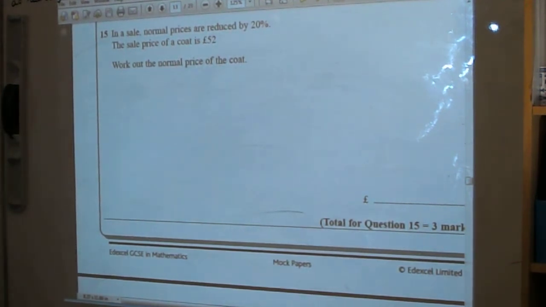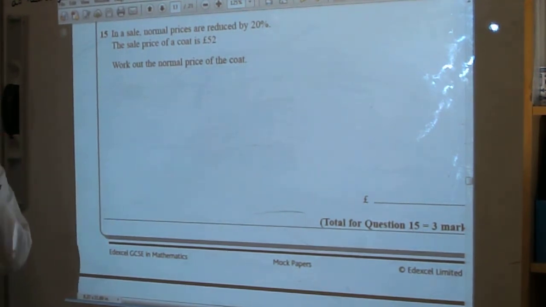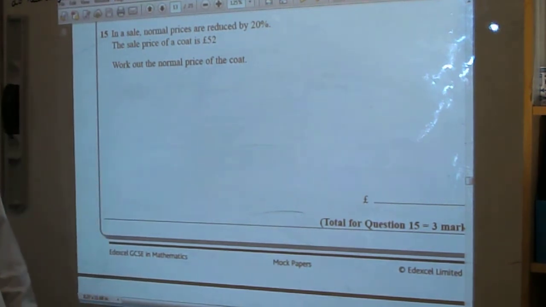Question number 15. In a sale, normal prices are reduced by 20%. The sale price of a coat is £52. Work out the normal price of the coat. This is called a reverse percentage question. Okay. Are we done? Try that question.